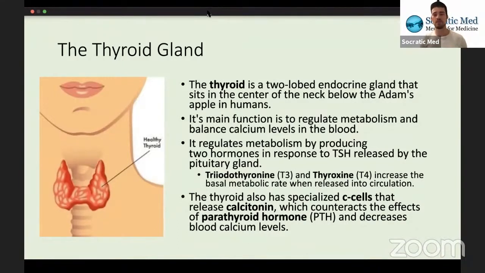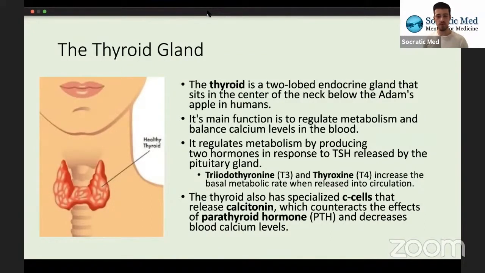I've seen a lot about hyper and hypothyroidism on it, and you have to have knowledge of how the thyroid gland works into the hormonal and endocrine system in order to answer the questions. So its main function, it regulates metabolism by producing two hormones in response to TSH released by the pituitary gland. So remember FLAT PEG, the T in FLAT PEG is TSH, thyroid stimulating hormone. Thyroid stimulating hormone is a tropic hormone because it is acting on another endocrine gland to release different hormones. So it's a releasing factor, basically.